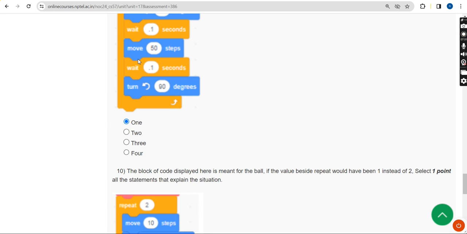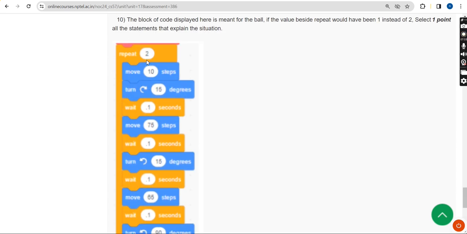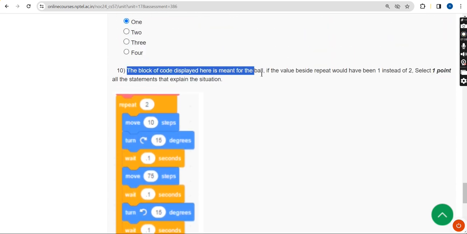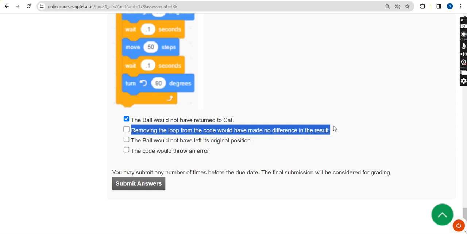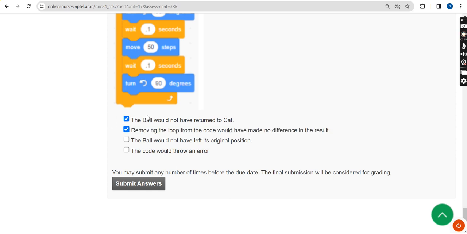Now let's move on to the final question of this assessment, that is the 10th one. The block of code displayed here is meant for the ball. If the value beside repeat would have been 1 instead of 2, select all the statements that explain the situation. So for the 10th question, there are actually two probable solutions, guys. The first one is the first option, the ball would not have returned to the cat, and the other one is the second option itself. Removing the loop from the code would have made no difference in the result. So these two are the probable solutions for the final and 10th question, guys.